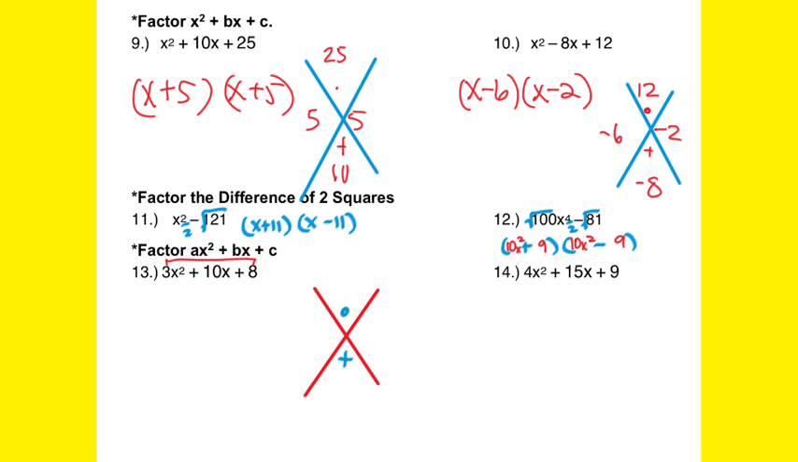All right, on number 13, we are in 7-4, which is AC X box. So we multiply the A and the C, which is 24, to add to be 10.